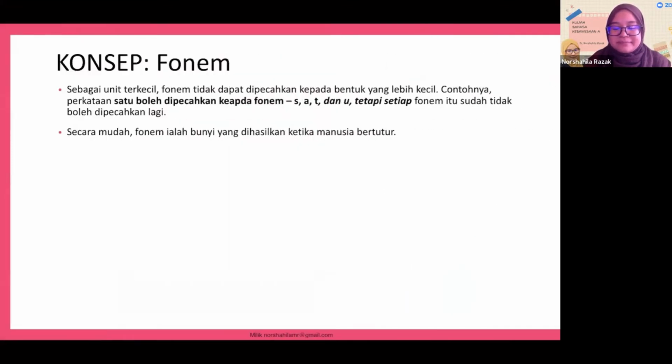Okay. Jadi konsep fonem ialah konsep yang paling kecil dalam tata bahasa Melayu. Which is kalau kita tengok bunyi paling kecil, kemudian kita akan tengok kata by next week, tapi next week tak silap is hari Malaysia. So tak ada kelas.